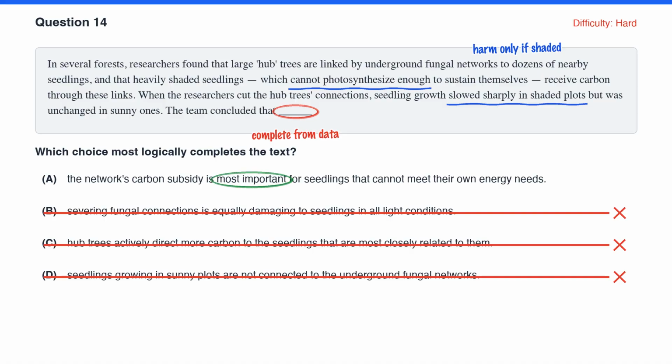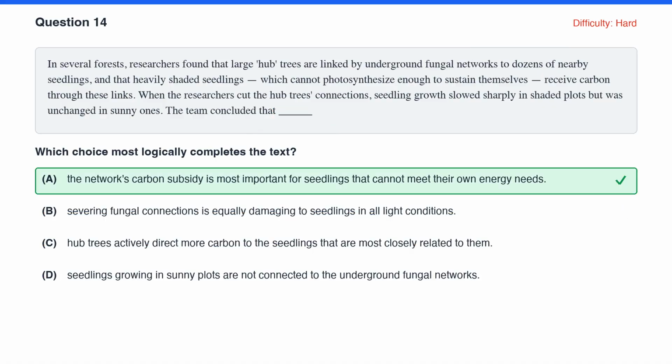The carbon subsidy matters most for the ones that can't feed themselves. A is right because growth fell only where seedlings couldn't feed themselves. So the carbon subsidy matters most when a seedling's own food supply falls short. The takeaway: on inference questions, draw only the conclusion the data supports and not one step further.